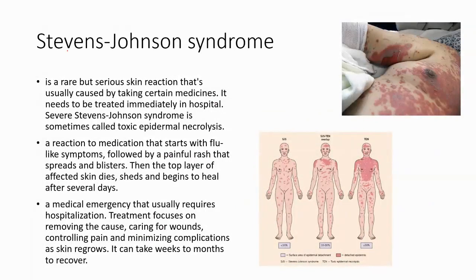Stevens-Johnson syndrome is a rare but serious skin reaction that's usually caused by taking certain medications. It needs to be treated immediately in the hospital. It's sometimes called toxic epidermal necrolysis, or TEN. It's like a burn. It's like the skin got burned. And what this looks like on the outside of the skin is occurring on the inside and in the soft tissue inside the body as well.